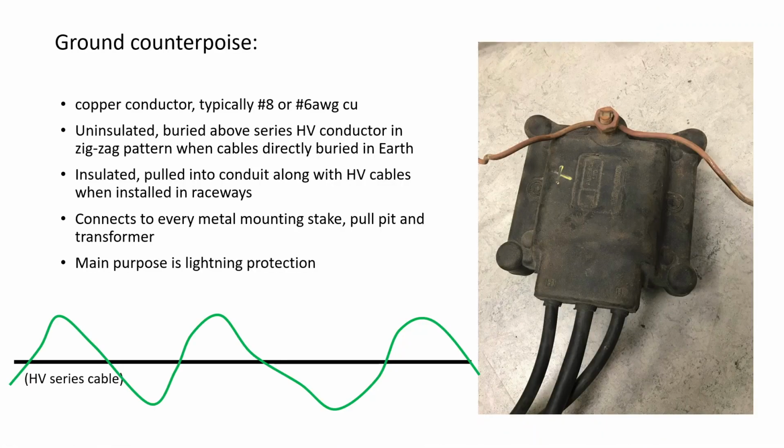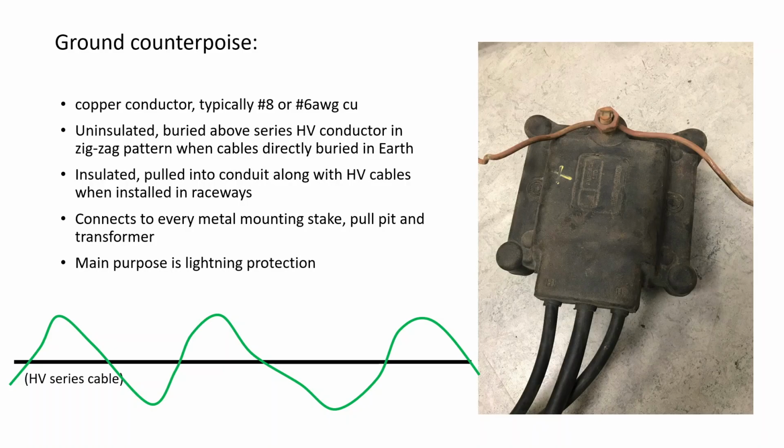The ground counterpoise is a copper conductor, typically number 8 or number 6 AWG. It's uninsulated and buried above the series high voltage conductor in a zigzag pattern when the cables are directly buried in the earth. If, instead, it's pulled into conduit, which would be the preferred method, it's insulated and pulled in the raceways with the high voltage cable.